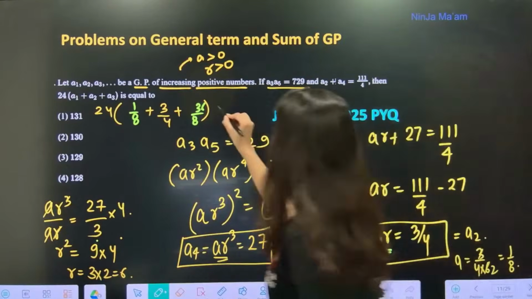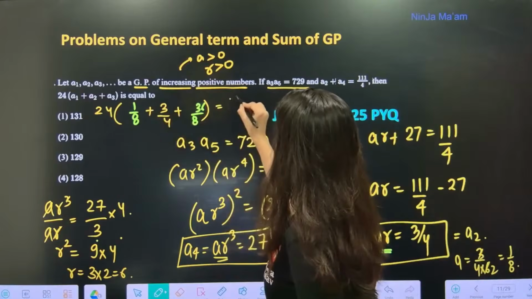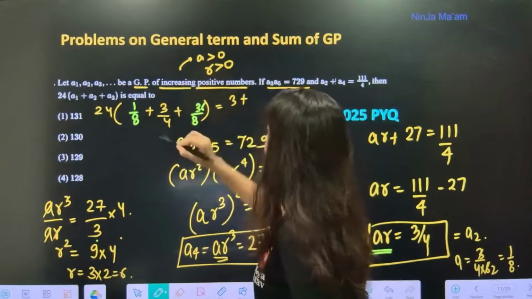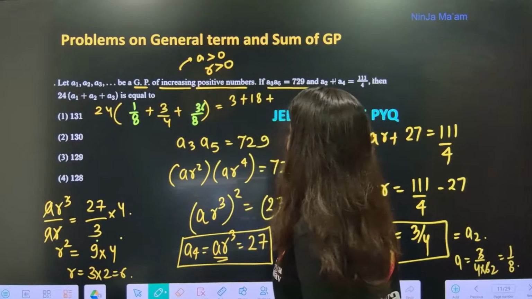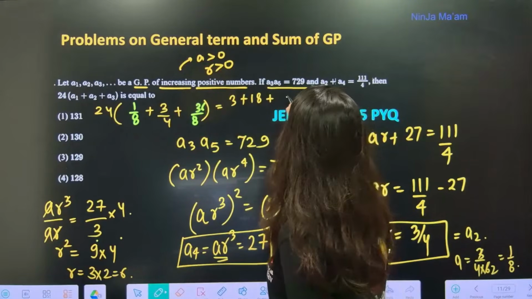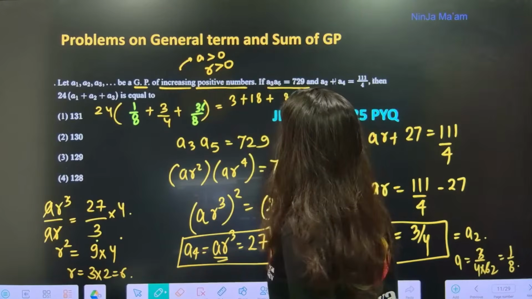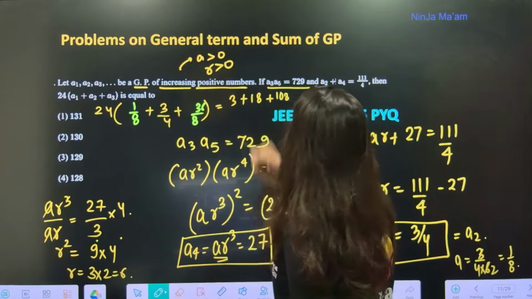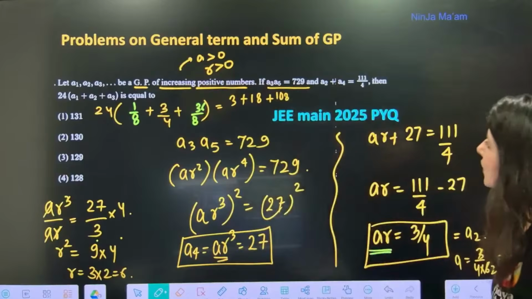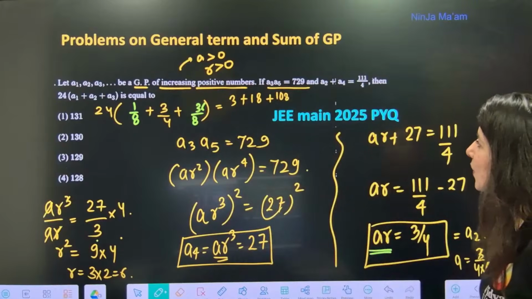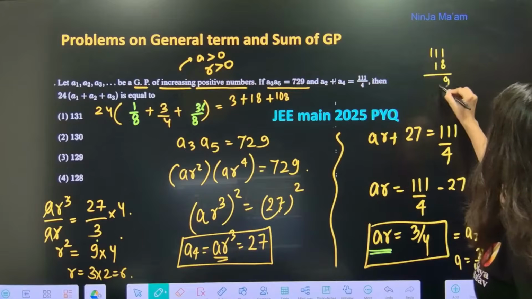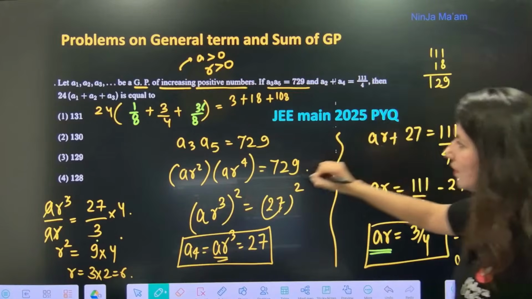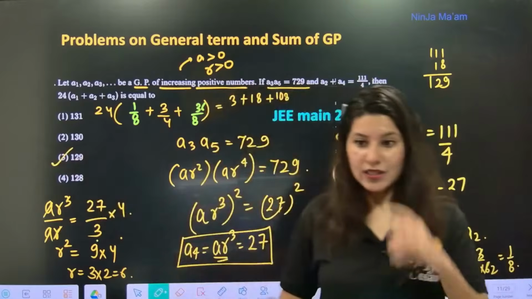If you're going to solve it, 24 by 8. 8 3s are 24. Then 6 3s are 18, and 3 3s are 9. 108. So this is going to be 111. 111 plus 18 is 129. Is it matching?